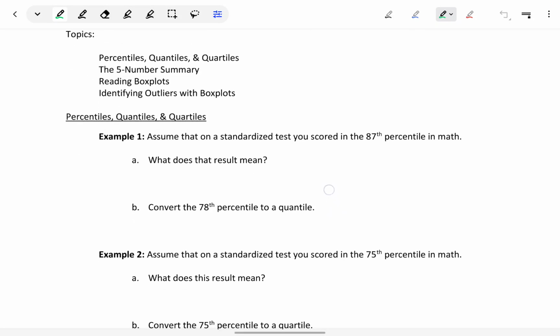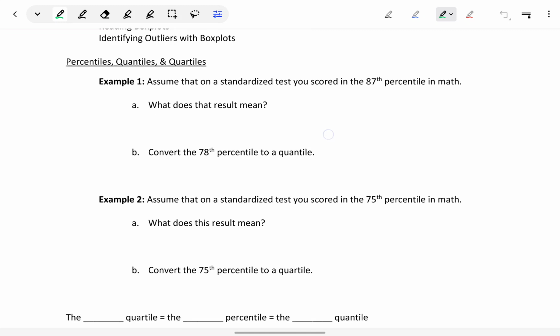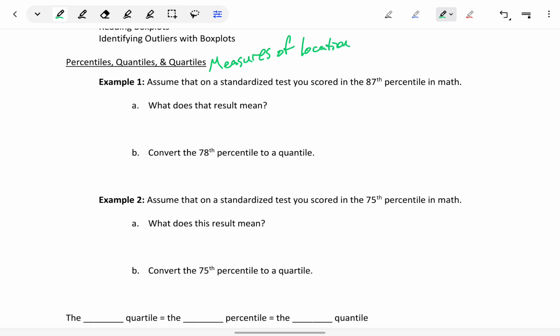In this section, we want to start off talking about percentiles, quantiles, and quartiles, which are all referred to as measures of location because they tell us where a particular data value falls relative to the rest of the data.